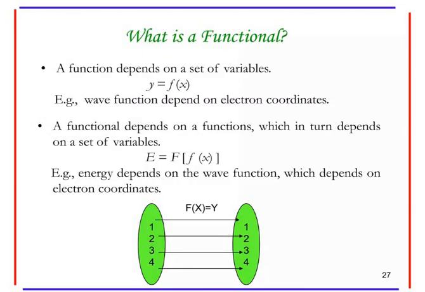So what is a function? A function depends on a set of variables: y is equal to f of x. The wave function depends on the electron coordinates. A functional depends on a function, which in turn depends on a set of variables. So E is equal to F of a function of x. So energy depends on the wave function, which depends on the electron coordinates, like this.